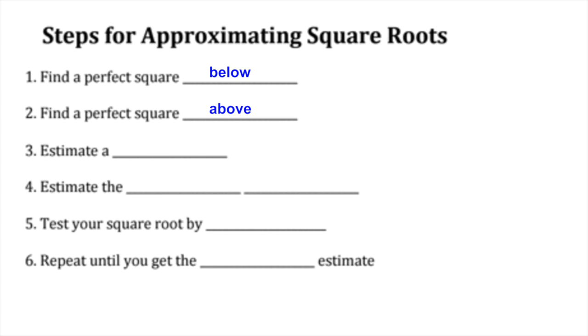Then he did some very quick mental math and estimated a fraction. Once you get your fraction, you need to estimate the decimal value of that fraction. And then you test your square root by multiplying. You see how close you got to that original number that you wanted. And finally, you need to repeat until you get the best estimate. In his directions, it was asking for the hundredths place, meaning 2 decimal places. So always make sure that you're paying attention to those details.